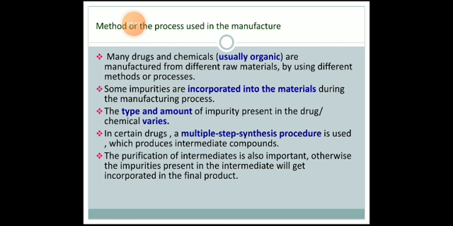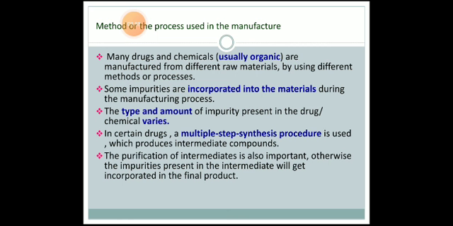The method or process used in manufacturing: many drugs and chemicals, like organic ones, are manufactured from different types of raw material by using different methods and processes. Some impurities are incorporated into the material during the manufacturing process. The type and amount of impurity present in the drug or chemical varies, as does the limit.